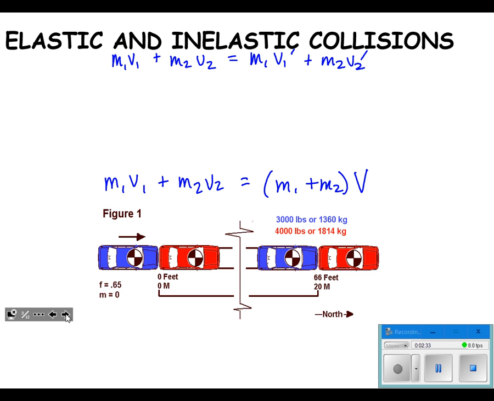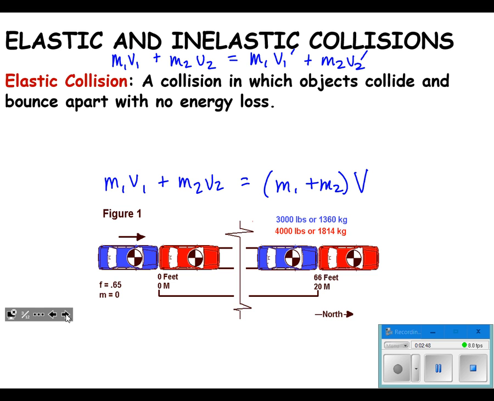Now in our notes, we have specific sections for elastic and inelastic. So you can write these formulas, or you could write it with the law of conservation of momentum section. It can go in any part of it. But the top part is elastic, and elastic is where you have a collision in which the objects collide and bounce apart with no energy loss.